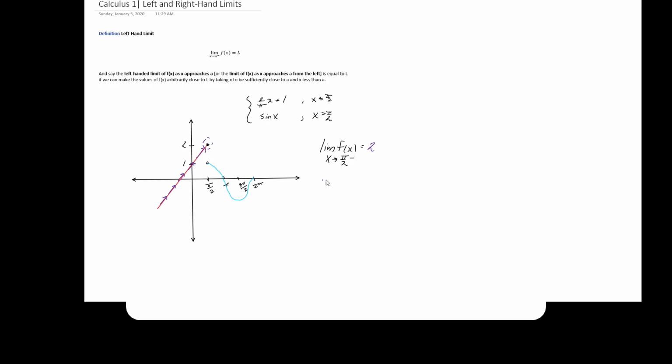You could also substitute pi over 2 directly into the equation that it's governed by. You get 2 over pi times pi over 2 plus 1, which equals 1 plus 1, which equals 2.